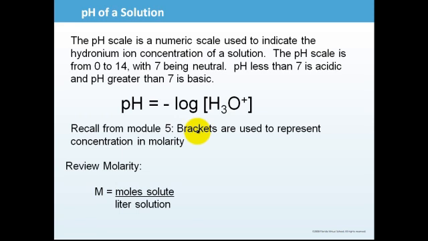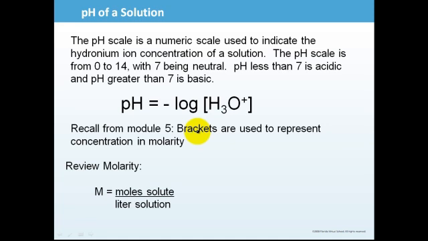Now, a lot of times we are dealing with very small concentrations of both the hydronium and the hydroxide ions. So instead of using these really small numbers, we like to use what's called the pH scale. And the pH scale is simply a numerical scale that indicates hydronium ion concentration. The scale goes from 0 to 14, and we'll show you here in a second where those numbers come from. 7 is neutral. If the pH is less than 7, it's acidic. If the pH is greater than 7, it's basic.